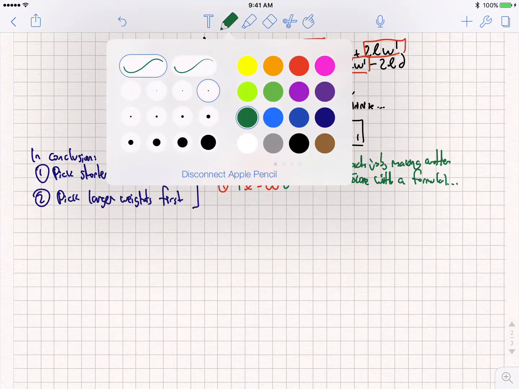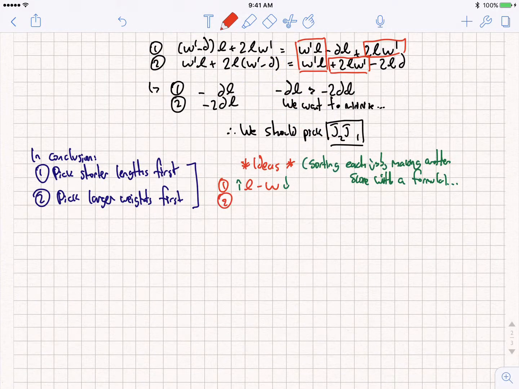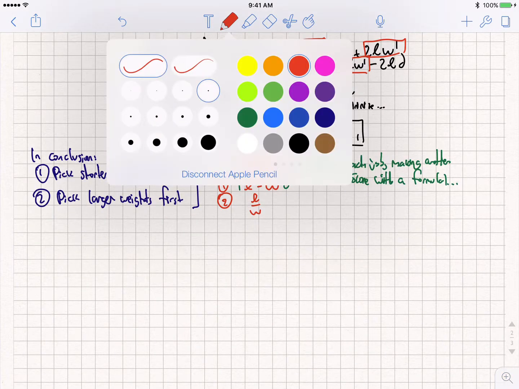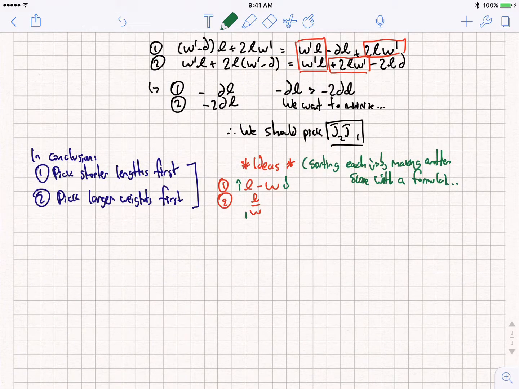Or another alternative is to do L divided by W. So the higher W is, the lower the score, and the lower L is, the higher the score. So this is good. Both seem good in practice. Turns out only one of them is right, and just so coincidentally, the second one is actually the right answer. You can disprove the first one by running a couple of examples, so I won't be going through that.